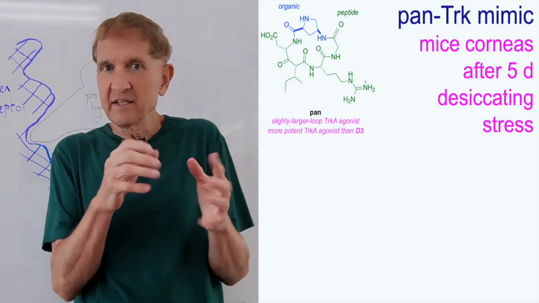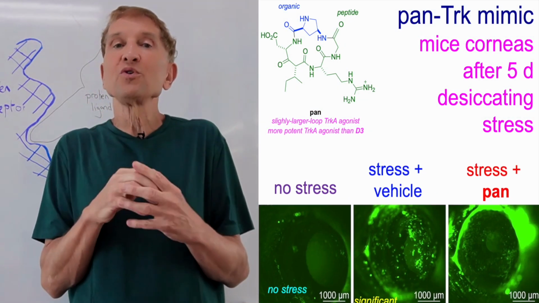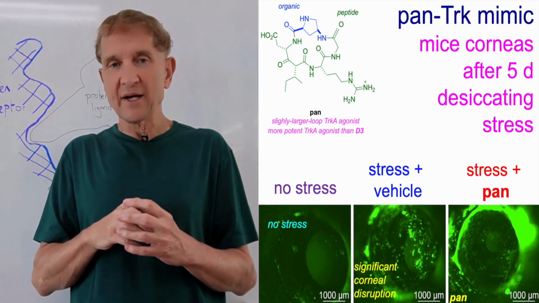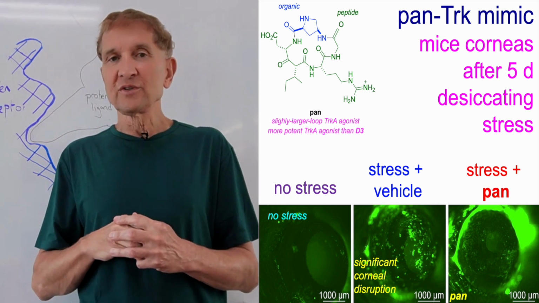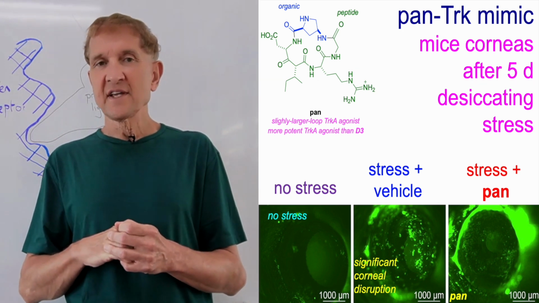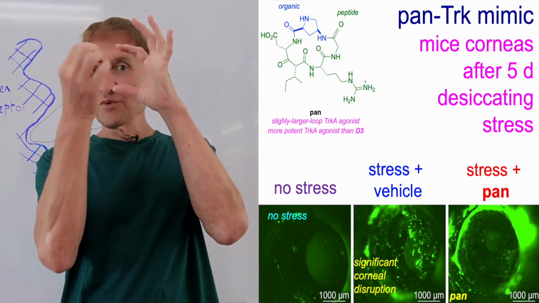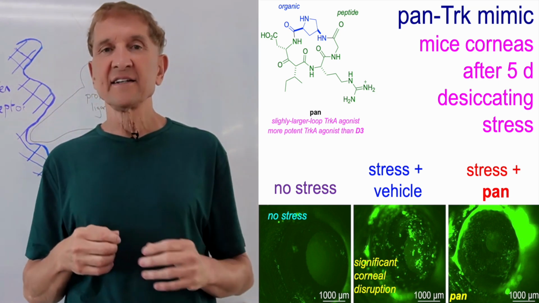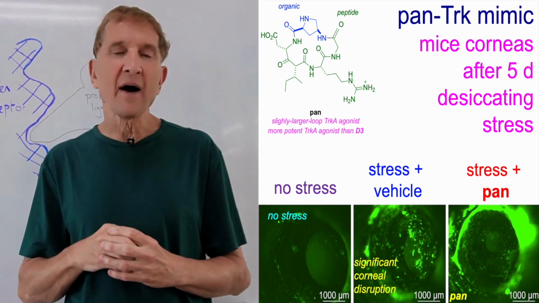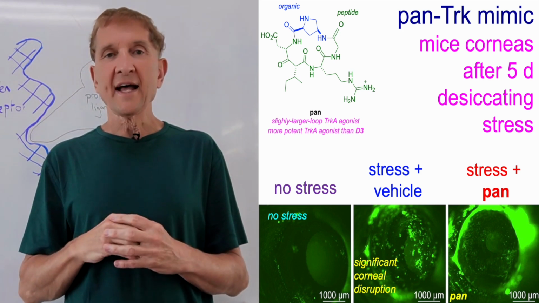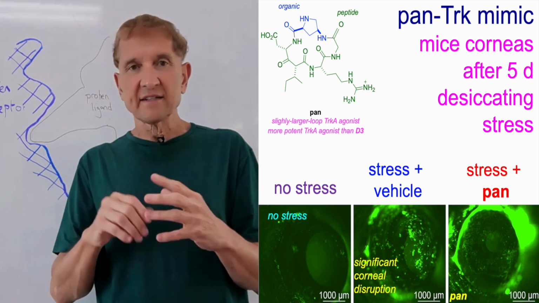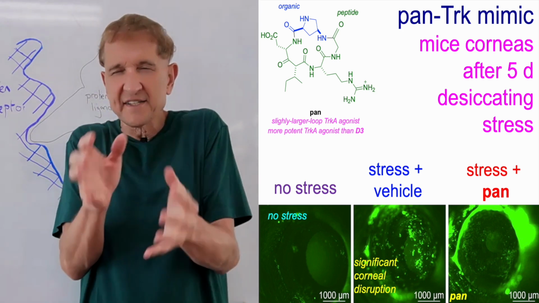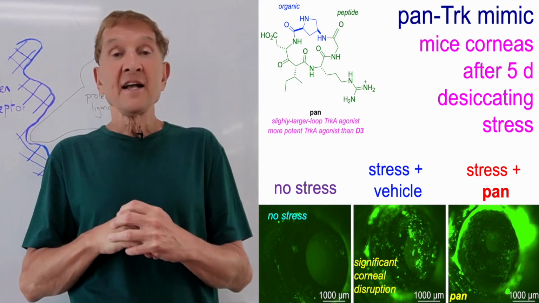On the left here, you see a normal cornea for a live mouse. It's stained and it looks healthy. In her model for desiccating stress, she blows softly air at the corneas of mice still alive, and the mice cornea gets dry. And when you stain it, you can see it's perforated, it's irritated, it's not healthy.